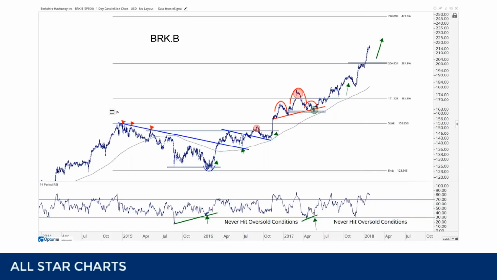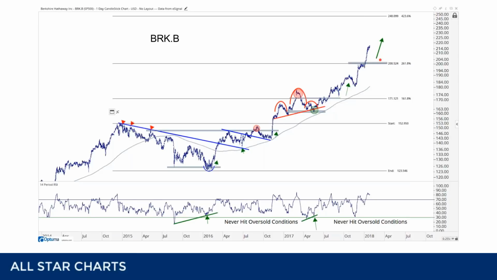It's not a Dow component, but it probably should be. It would be if it wasn't priced the way it is because of the silly price weighting of the Dow Jones Industrial Average. Not that I'm anyone to criticize anything that has to do with Charles Dow, because that is my dude. But the point is, Berkshire Hathaway is a very, very important stock. And notice how we hit that 261.8% extension, that $200 level, consolidated for a few weeks in a very, very tight range. Some might call it a bull flag, call it whatever you want, and off to the races.